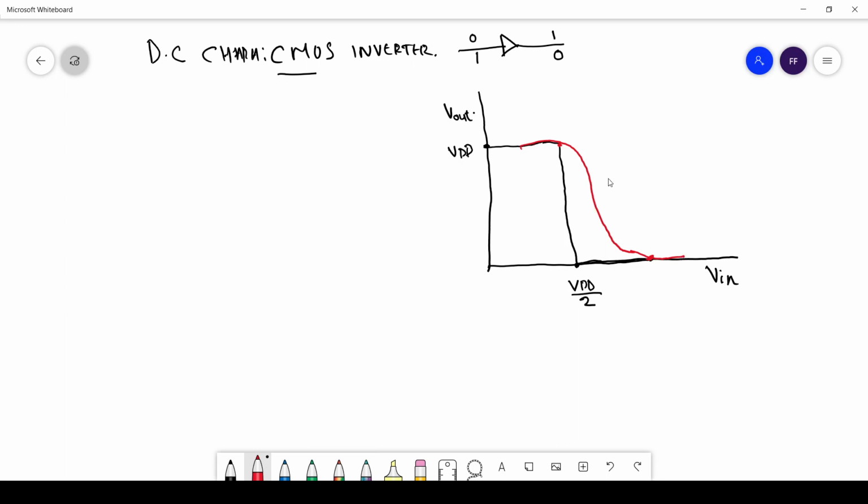Designers will try to minimize this switching delay to make the transition very sharp. In order to minimize the delay, we must analyze the PMOS and the NMOS under various conditions. All these points are very important, especially the middle point, where both transistors, the PMOS and NMOS, are in the saturation region. Likewise, we will analyze 5 points in this region.